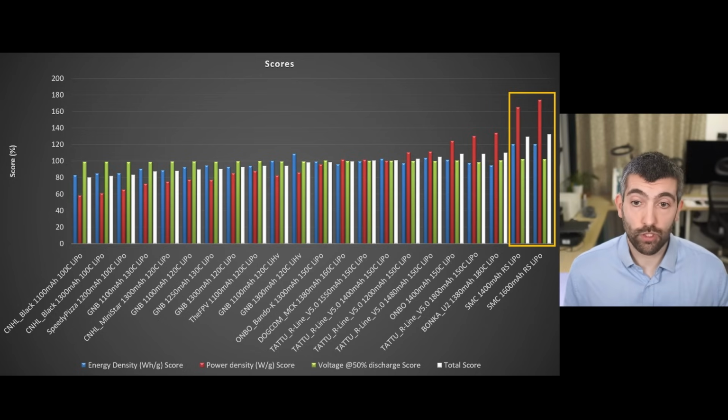Overall, when you combine those scores, the total score of these packs is just around 130% for the 1400 and about 132% for the 1600. So they're about 30% better than your average pack and probably 25% better than the best pack I've ever tested before. So I imagine we both had the same question on seeing these results. How? How have SMC managed to do this?